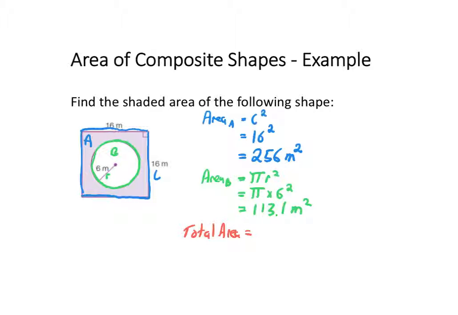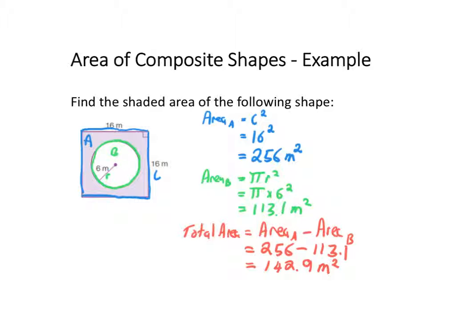This time, I'm not adding them together, but subtracting them. It's going to be area A minus area B. So I'm subtracting the area of the circle away from the area of the square to get the shaded area in the question. So that's going to equal 256 minus 113.1, and that is going to equal 142.9, putting in my unit of measurement, meters squared. So the area of the shaded shape is 142.9 meters squared.